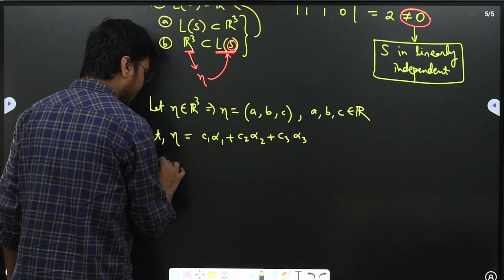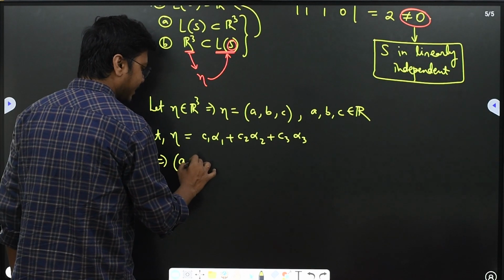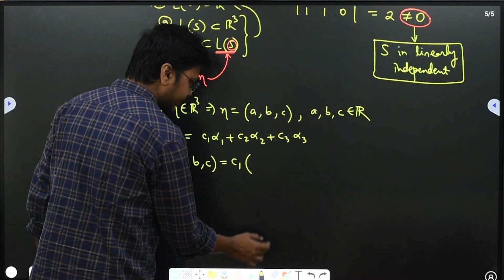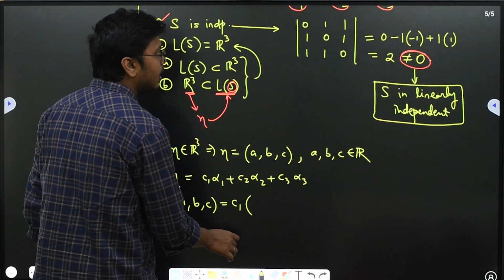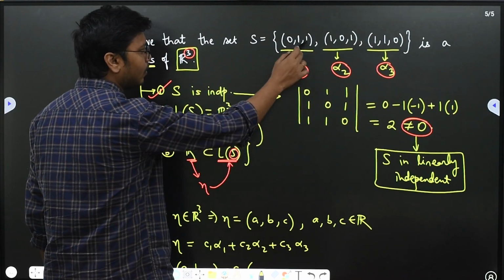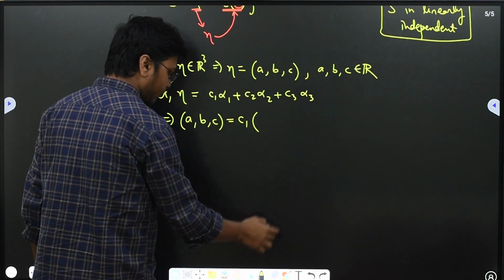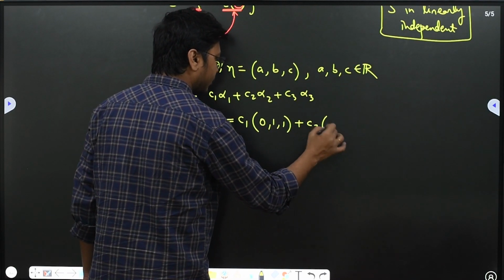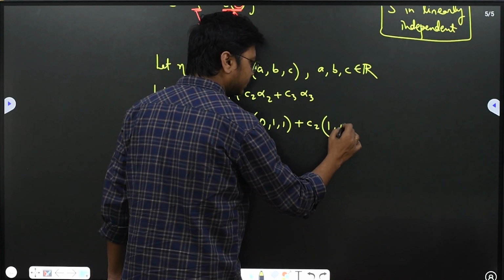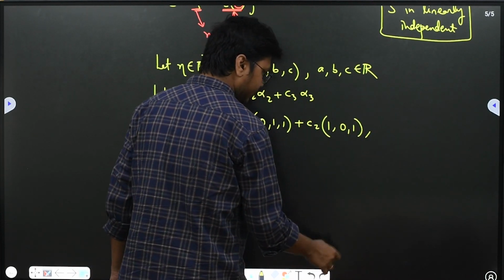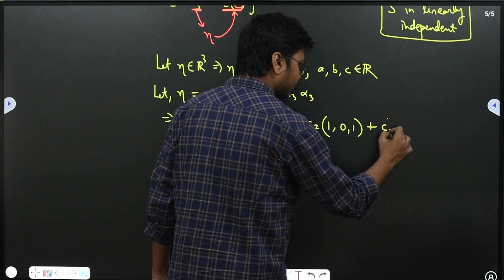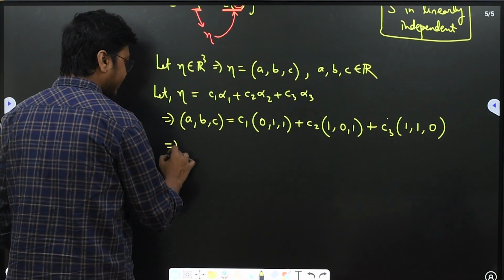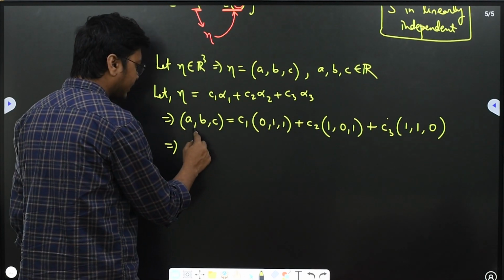Now I'll just put the values. Eta has been taken as ABC. Alpha 1 that was provided in the question was 0 1 1. Alpha 2 was the next element, which was 1 0 1, and alpha 3 was 1 1 0, right?